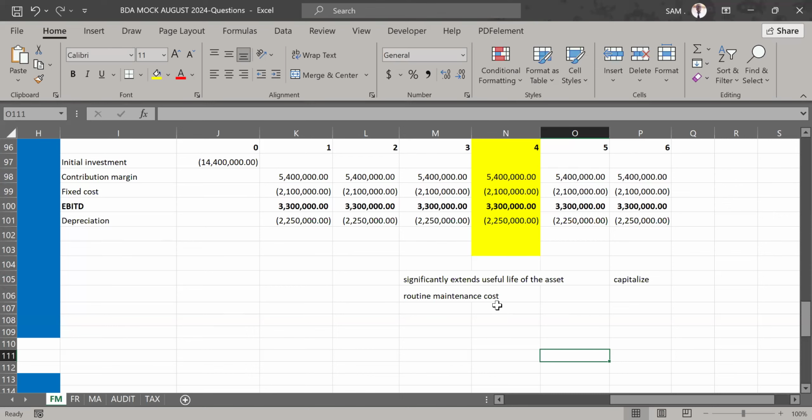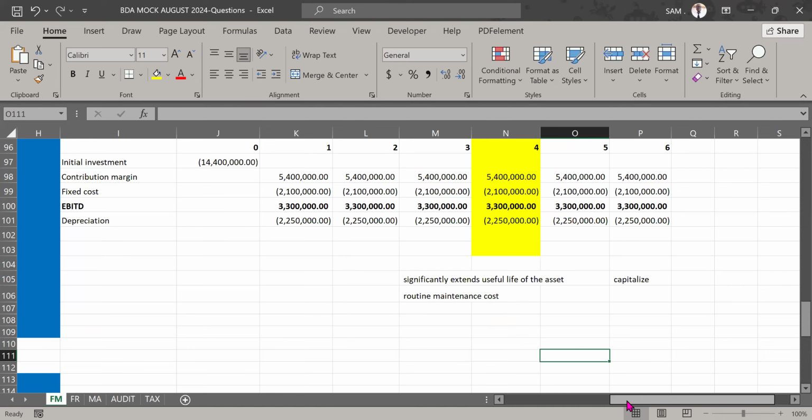It does not significantly extend. The word is significantly. Then you will not capitalize it. If you don't capitalize it, then you'll just treat it as an expense. Now, in this case, does this overall cost significantly extend the useful life of the asset?